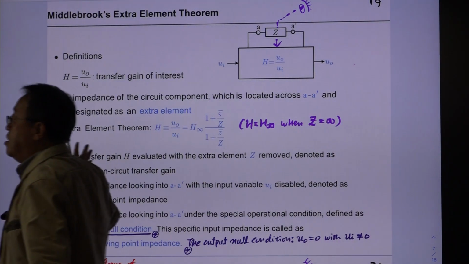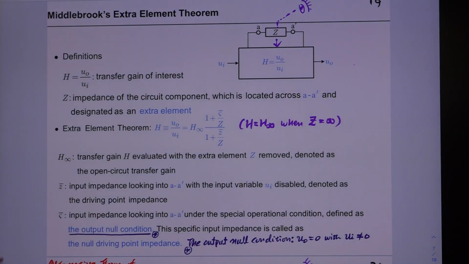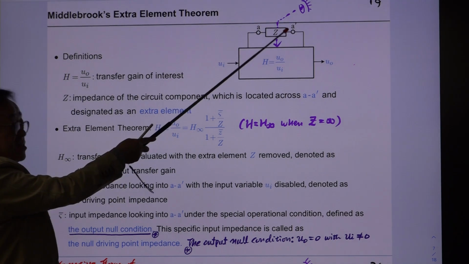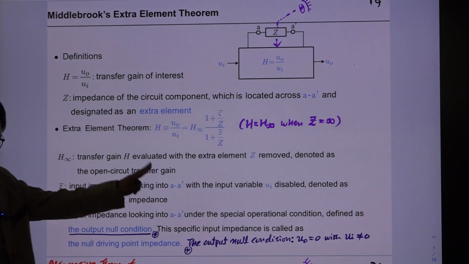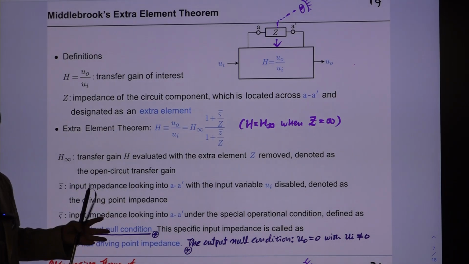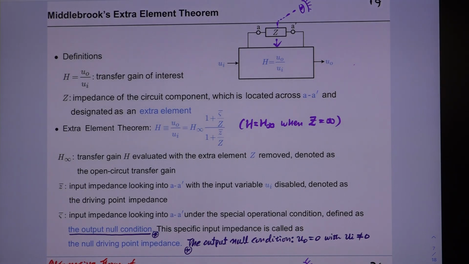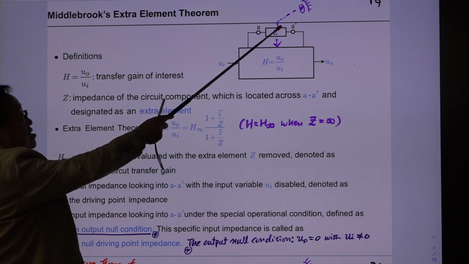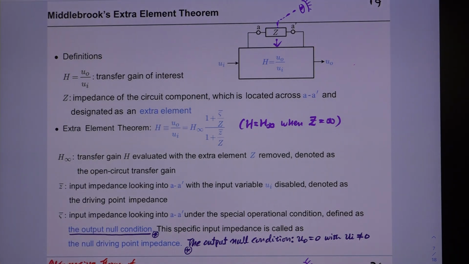Okay, so the proof of this for the general case, maybe this extra element, we have one extra element. This theorem can be generalized to two extra elements, 3, 4, infinitely many extra elements. So the general proof of this general theorem is very complicated. Okay, we should use matrix determinant theory. It's not a simple circuit analysis technique. It has deep mathematical roots. Okay, circuit analysis technique. But you are using this in the simplest way. We just assume one extra element here. Okay, this is the expression of Middlebrook's extra element theorem.